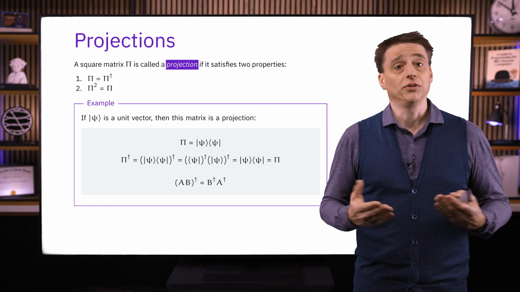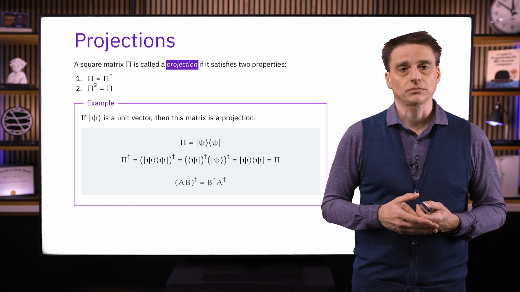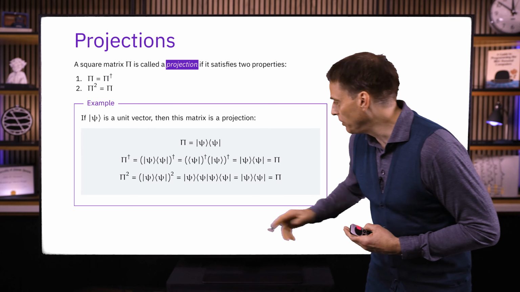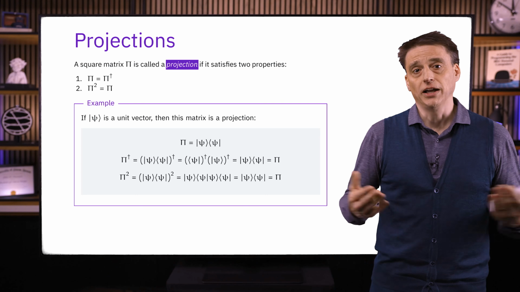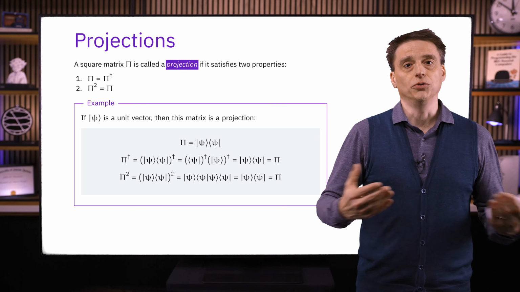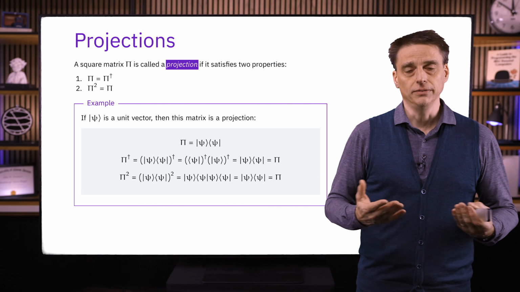So, in fact, this matrix is Hermitian for any vector psi, not just for unit vectors. And for the second one, we square Pi and we obtain this expression right here. That is equal to the original matrix, this time because psi is a unit vector. So this inner product right here is equal to 1. And that's where the assumption that psi is a unit vector comes into play.